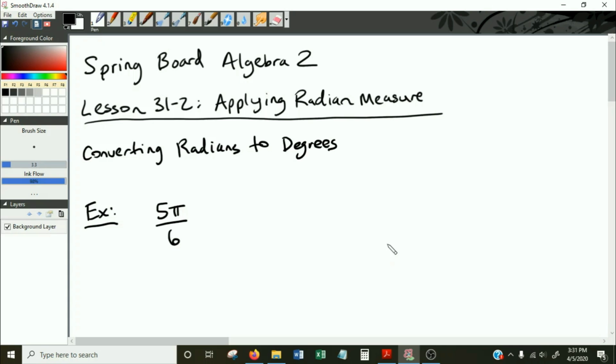Hi, welcome to the Spring Board Algebra 2 Lesson 31-2 Applying Radian Measure tutorial video. In this video we're going to be practicing converting radians to degrees and also finding distance traveled in a circle over a certain period of time. So let's start with the first example.